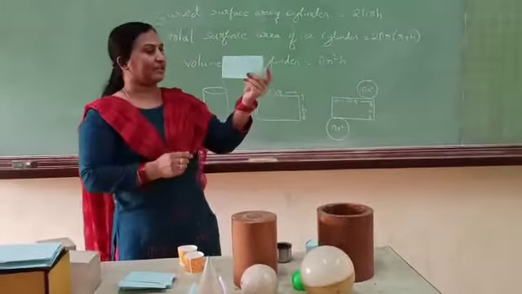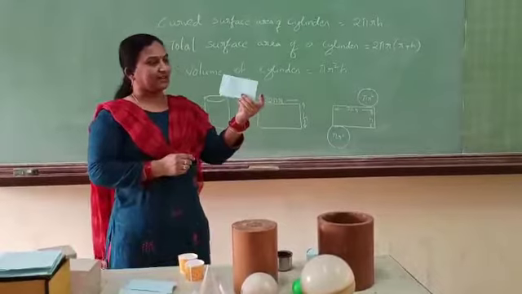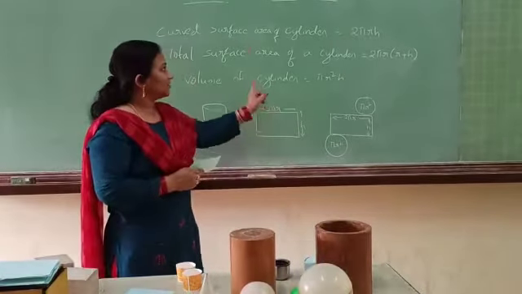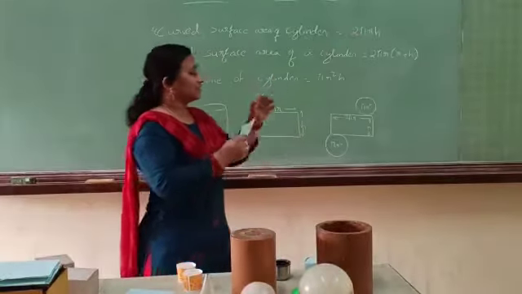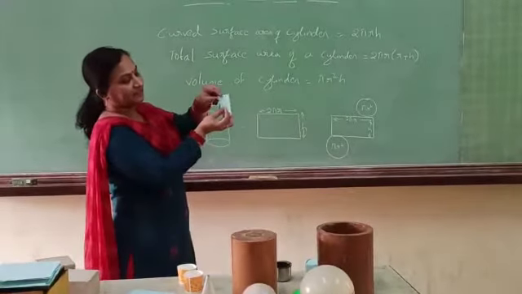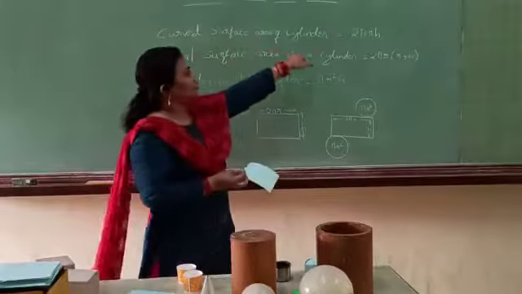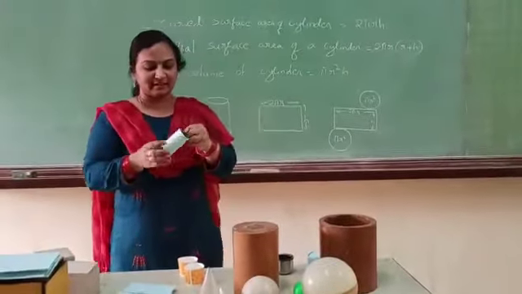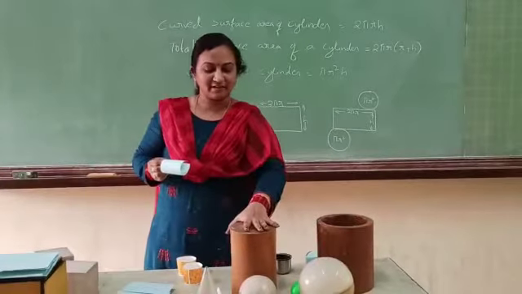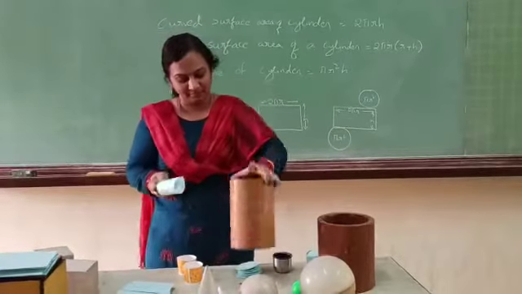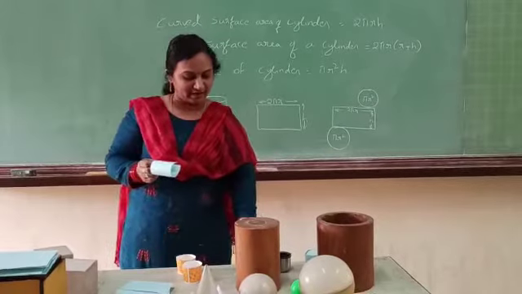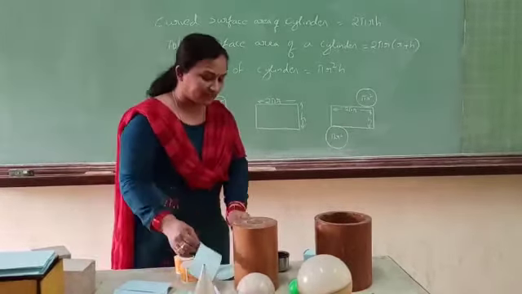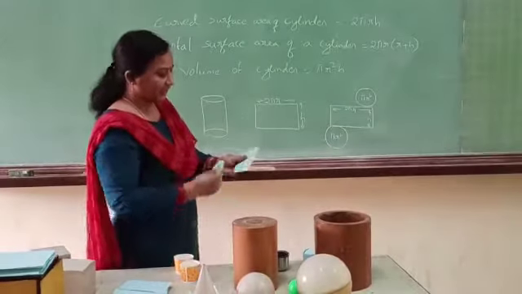As you know, the area of this rectangle is L into B, which is equal to 2 pi r into H, which is 2 pi r H. So, the curved surface area of a cylinder is 2 pi r H. Now, if you take the cylinder with top and bottom, that means we have 2 circles, on this side and that side. If you open this one, you will get a picture like this.